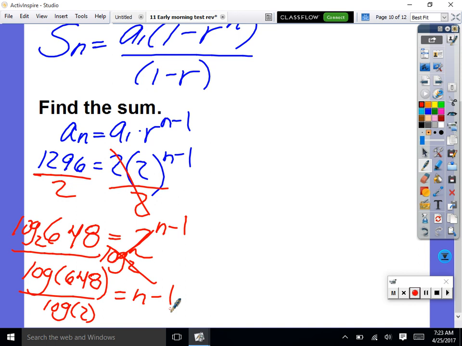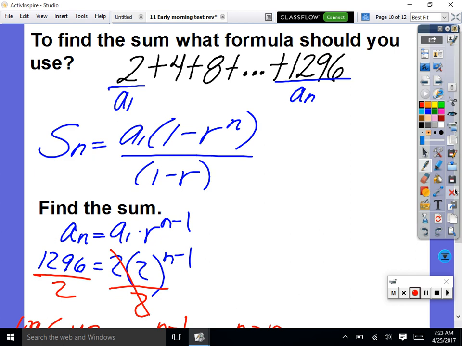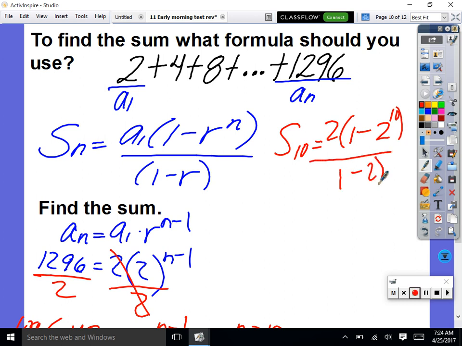Okay, so let's pretend this came out 9. 9 is equal to n minus 1. We'd add 1. N equals 10. So now you'd say, okay, I found that I'm summing up 10 terms. So now you'd use this nasty formula. The sum of 10 is equal to a sub 1, which is 2, times 1 minus our r, which is 2. Make sure that's negative. You put it in parentheses, raised to the 10th, divided by 1 minus 2 in parentheses. That's how we do it, right? Okay.